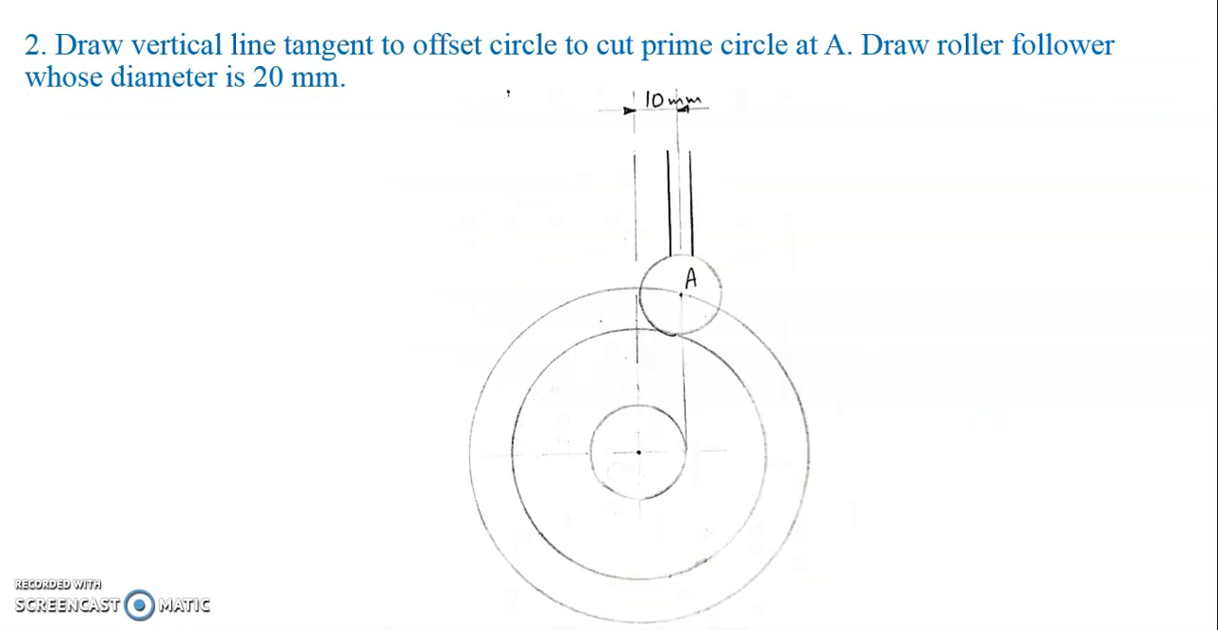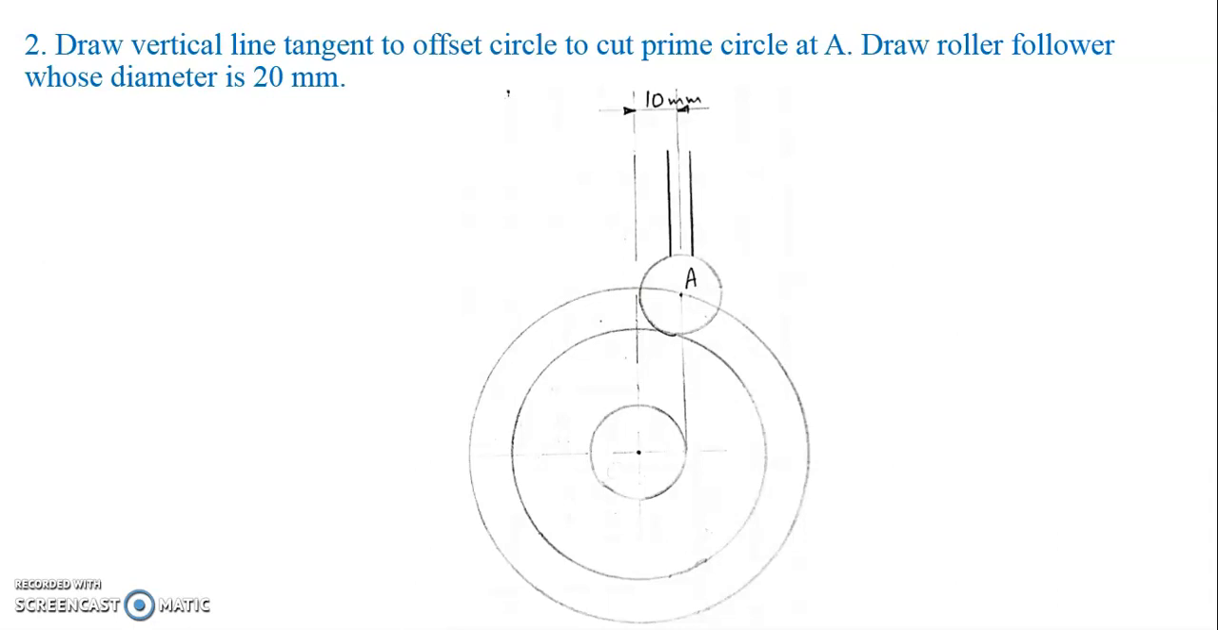Alright, so point number 2, draw a vertical line tangent to the offset circle to cut the prime circle at A. Okay, then draw a roller follower whose diameter is 20 mm from point A. Now, draw a vertical line tangent to the offset circle to the right of the center. Now why do I have to draw the vertical tangent to the right?